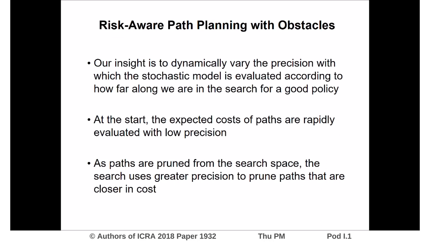For example, when searching for a path, we start by evaluating paths through the environment very rapidly using low precision. When we are further along in the algorithm, we prune paths by increasing our model's precision. Thus, we spend more time reasoning about paths that are closer to optimal.